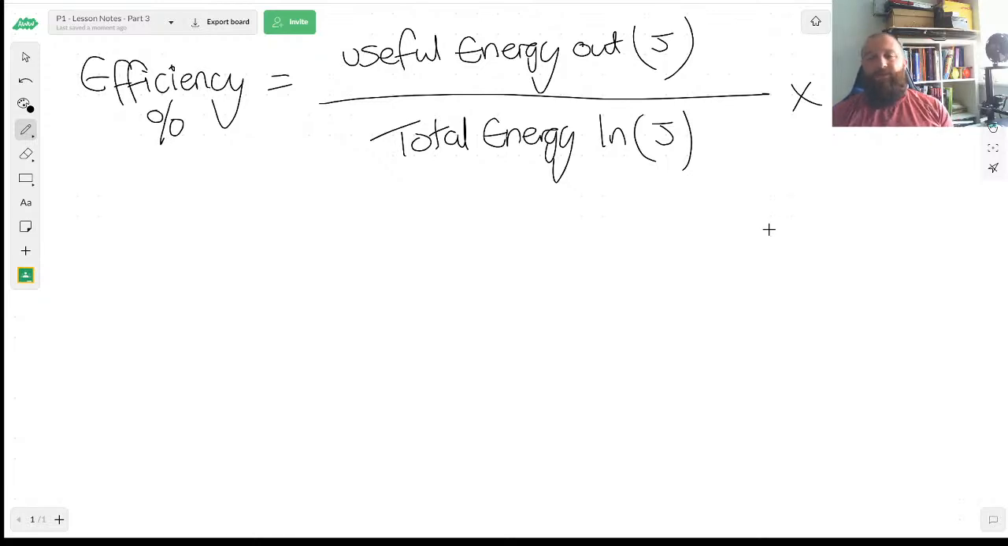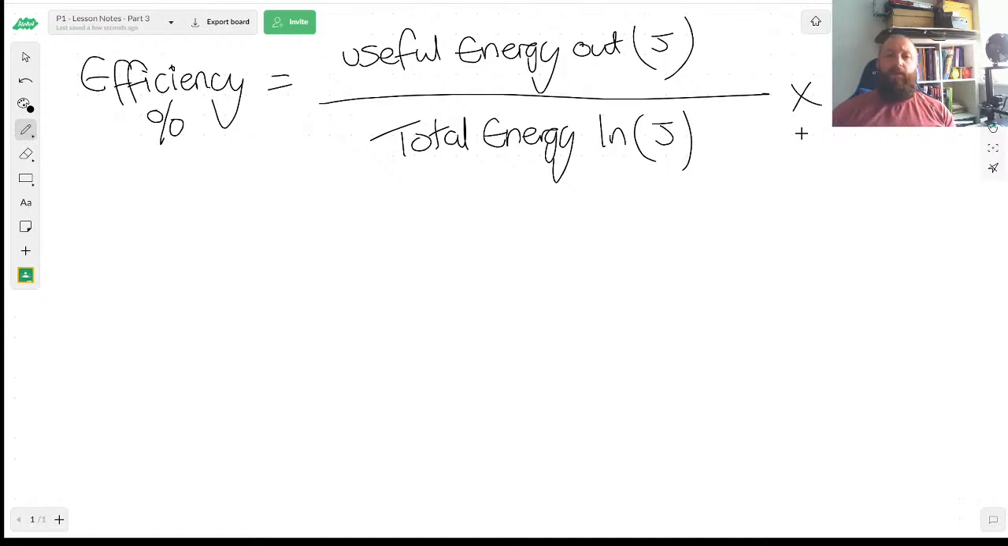With this, if you ever get a value over 1 before you multiply it by 100, or over 100% after you've multiplied it, you have done something wrong with your calculation. Because when you're looking at energy, you cannot get above 100% efficiency. It means something has gone wrong. And normally what happens is you've multiplied the two the wrong way around. So it's worth keeping that in mind.